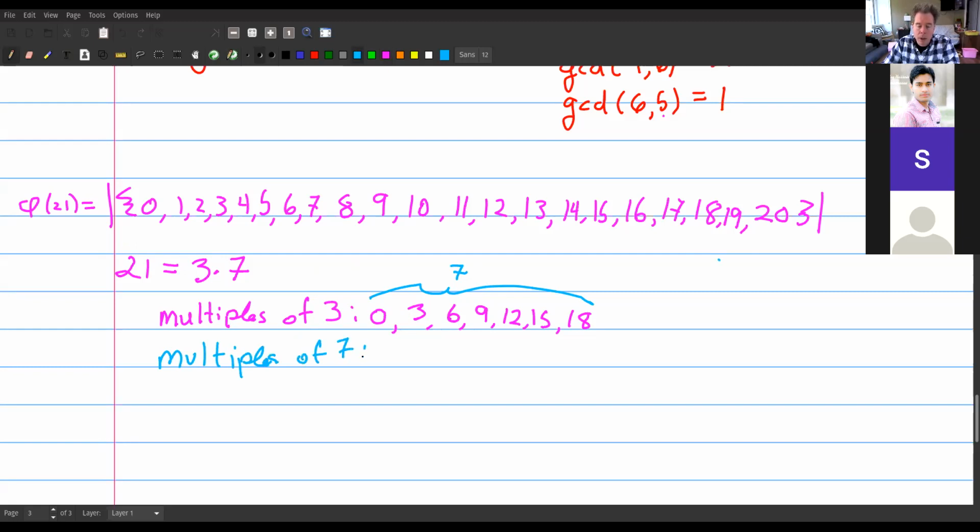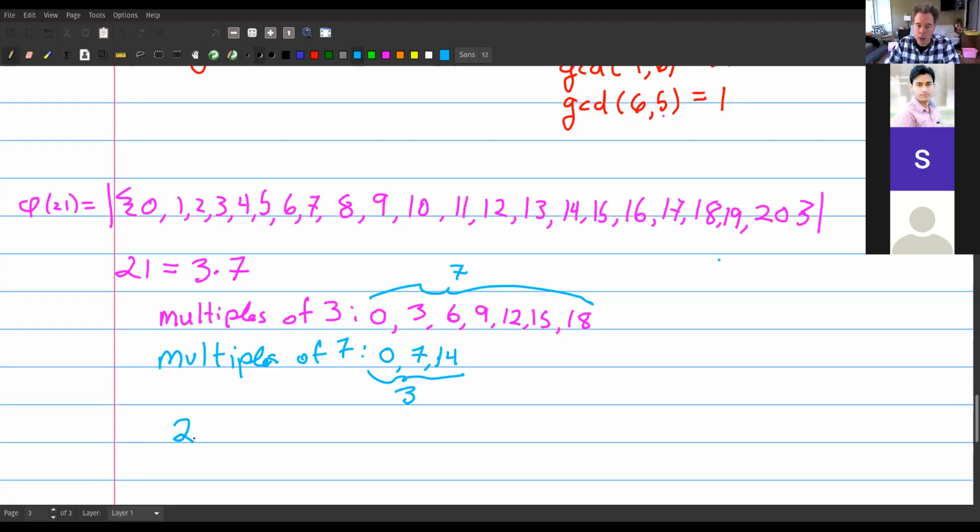So the multiples of 7 are 0, 7, and 14. And there's 3 of those. That had to be true because this is 0 times 7, 1 times 7, 2 times 7. If we get all the way up to 3 times 7, that would be 21, which is too big to be on the list. Okay, now let's try to figure out what phi of 21 is just by counting.